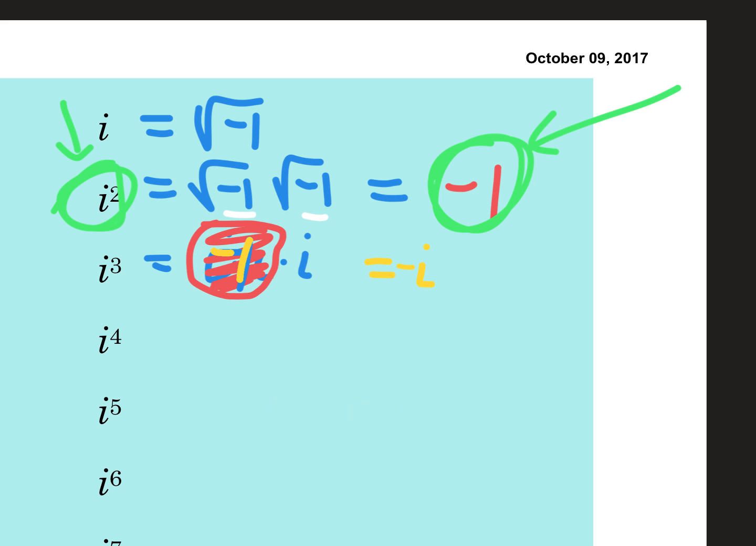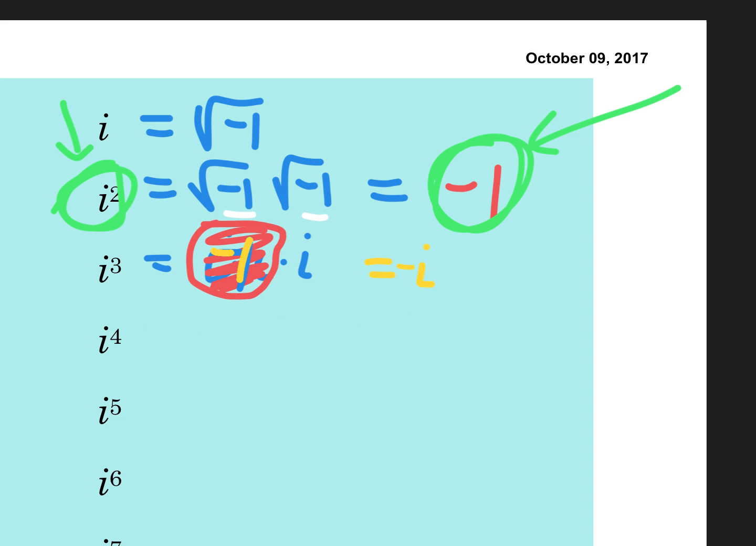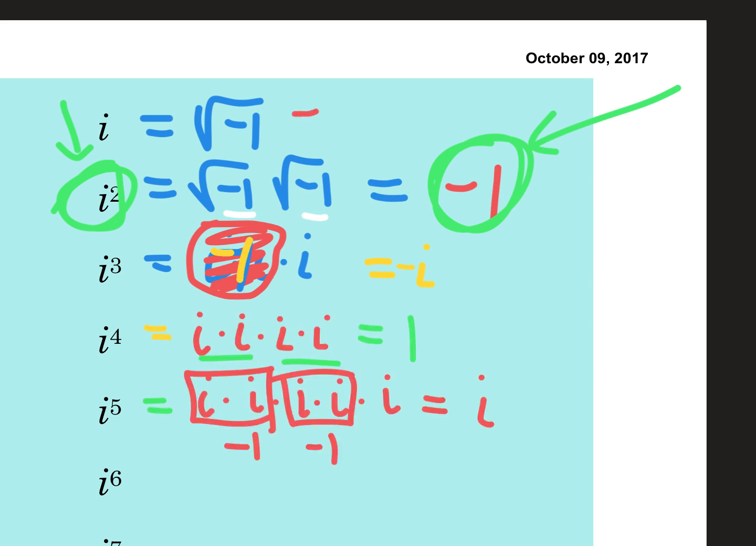With an extra i. What's that? I squared. What's that equal to? -1. That's another -1. -1 times -1 times i. Isn't -1 times -1 just 1? And then times i, which would just be i. And that's weird because that's what we started with.